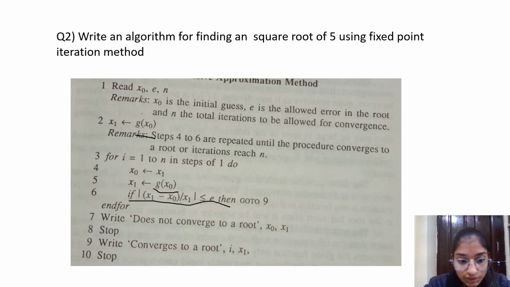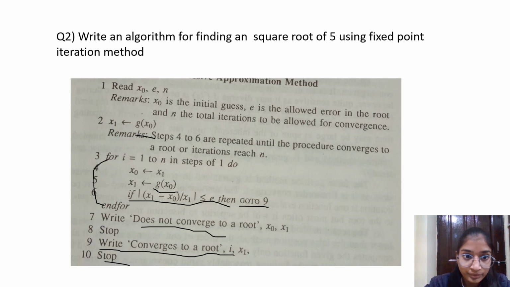If it's true, then we move to step number 9, say we found our convergence root, and stop the algorithm here. If our loop iterates n times and the condition always remains false, then we move to step 7 and say that we did not get our root, and the algorithm stops here. So this is the fixed point iteration method for finding the square root of 5.